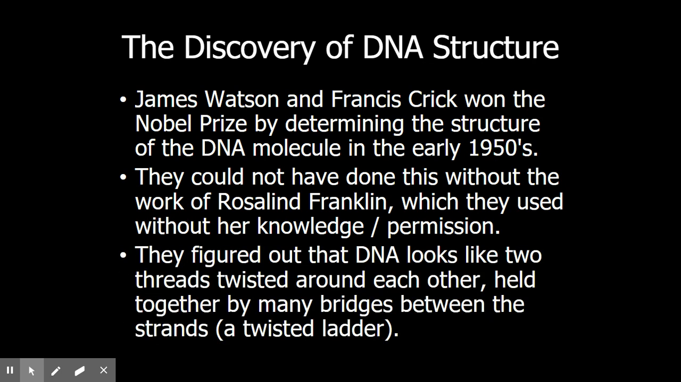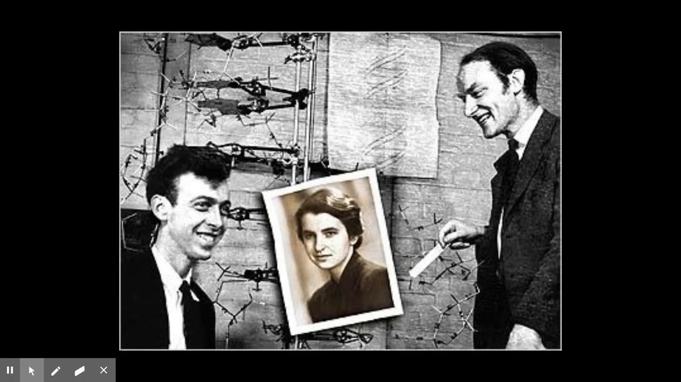Okay, so Miss Franklin, Mr. Watson, and Mr. Crick, they were able to discover that DNA looked like two threads twisted around each other. So it looks like a twisted ladder. And this shape is called a double helix. So on the left is James Watson, on the right is Francis Crick. In the middle, that is Miss Rosalind Franklin. And the reason why she's in the middle of this picture is because we would not have known what DNA looks like without her contributions, even though we don't see her or we don't hear about her at all.